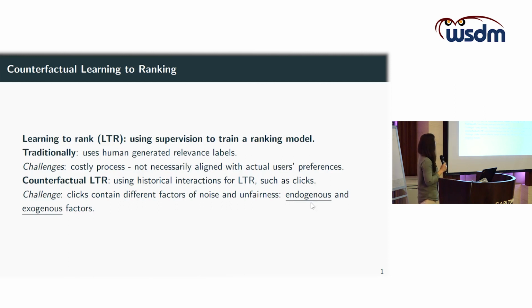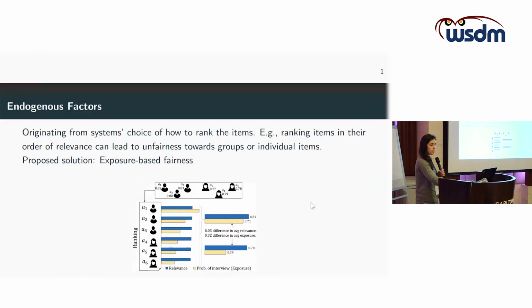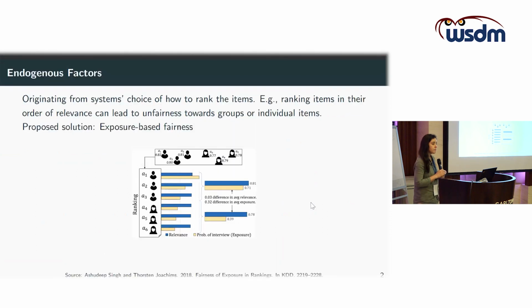We can divide these factors into two groups, endogenous and exogenous factors. I will explain them briefly. Endogenous factors originate from a system's choice of how to rank the items. For example, if the system decides to rank the items in decreasing order of relevance, we can come across cases where even just a small difference in the relevance scores can lead to huge differences in the exposure that items receive at the end. This can be unfair to individuals or to groups of items, as you can see in this simple example.